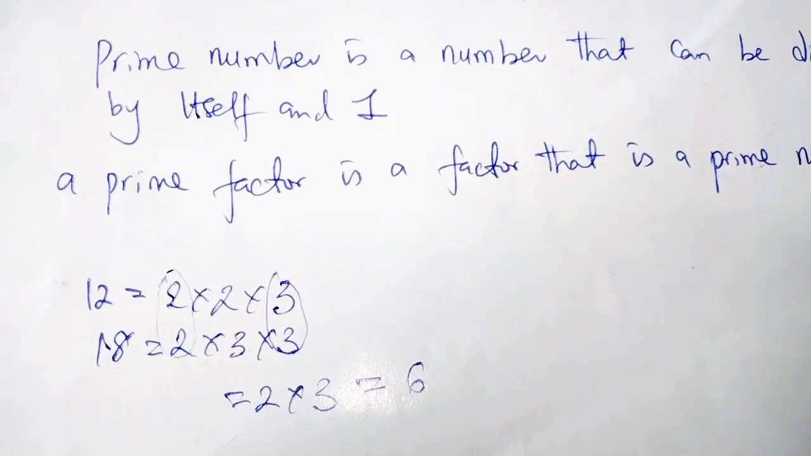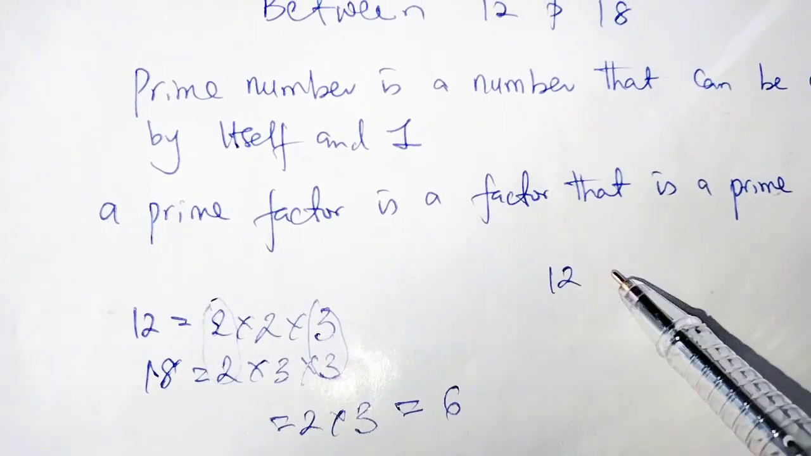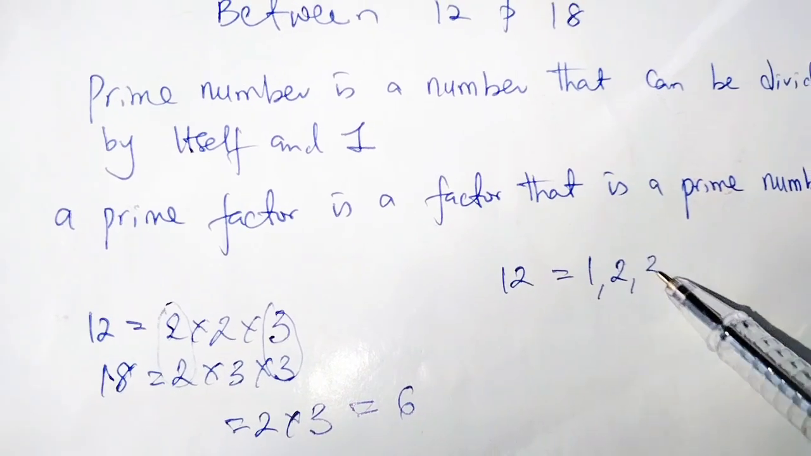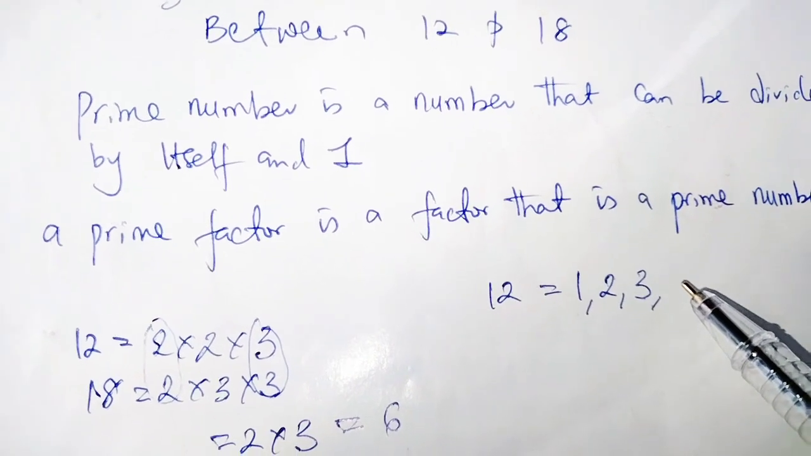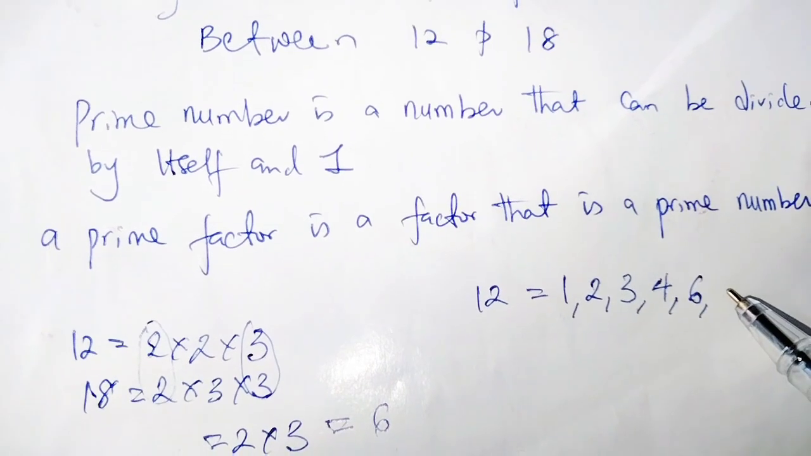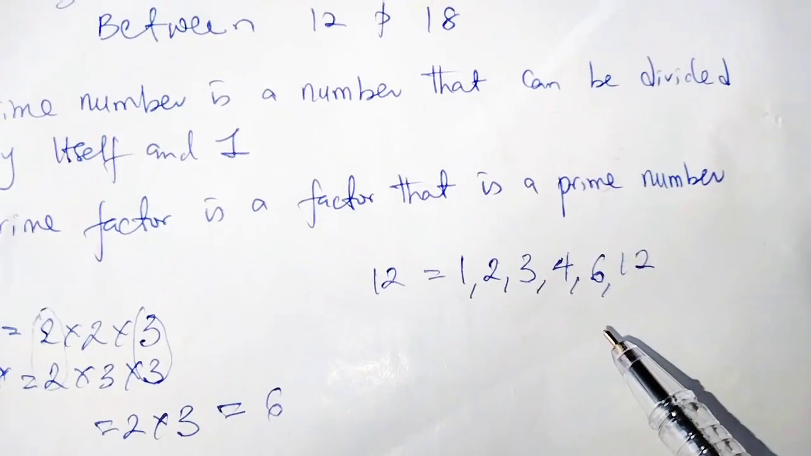I can also do this with the common factor method. So what is my common factor? Factors that are available in 12, right? Factors of 12 will be what? 1, 2, 3, right? 4 is a factor of 12. 6 is a factor of 12, right? 12 is also a factor of 12, right?